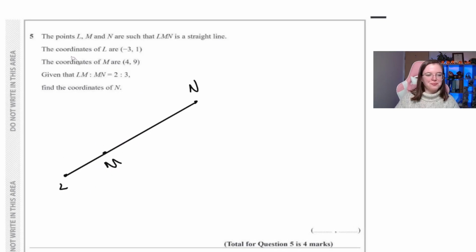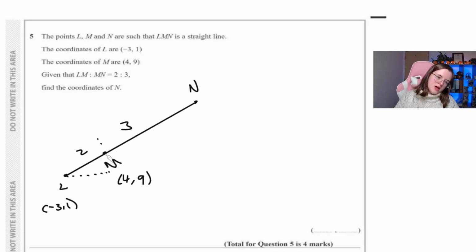So the coordinates of L are -3, 1. Let's put that down. -3, 1. The coordinates of M are 4, 9. Let's put that on as well. Given that, so that is 2 to 3. Find the coordinates of N. Okay, dokie. Right, so let's have a look at what that is.